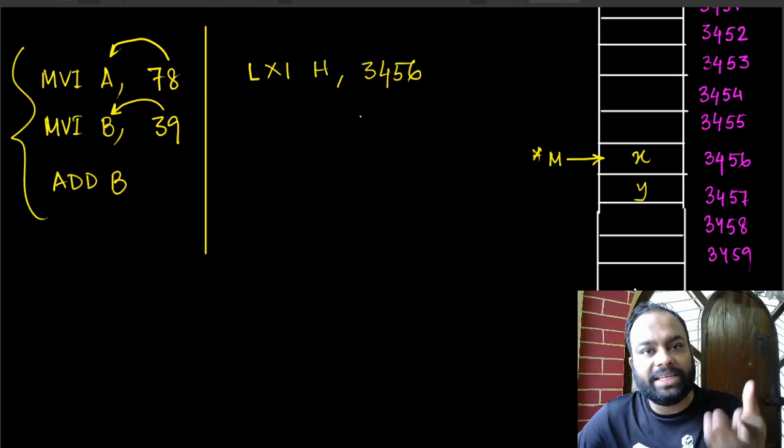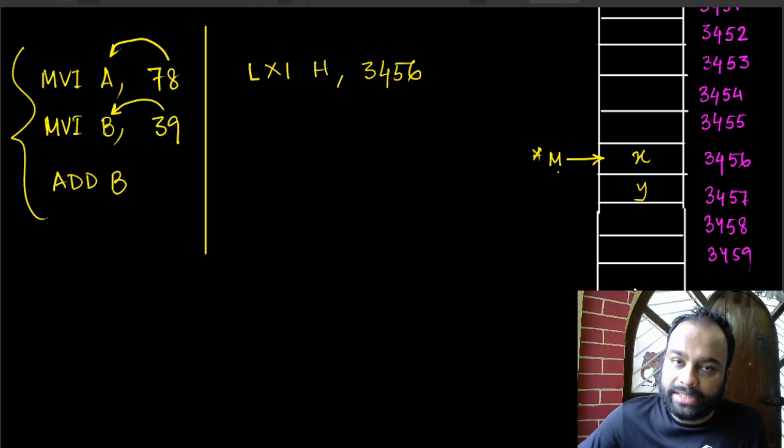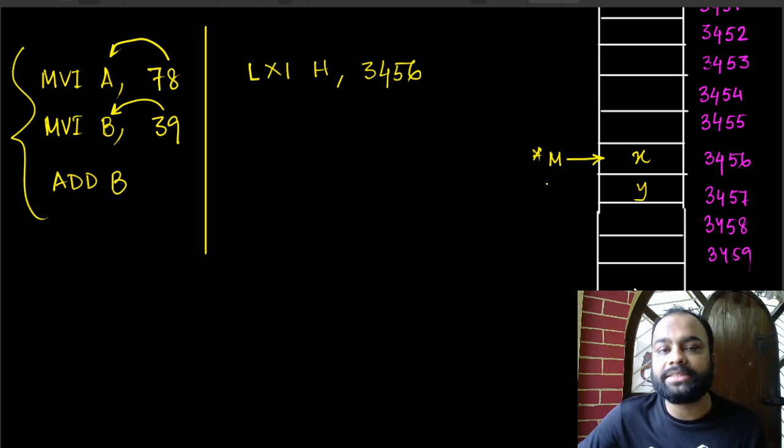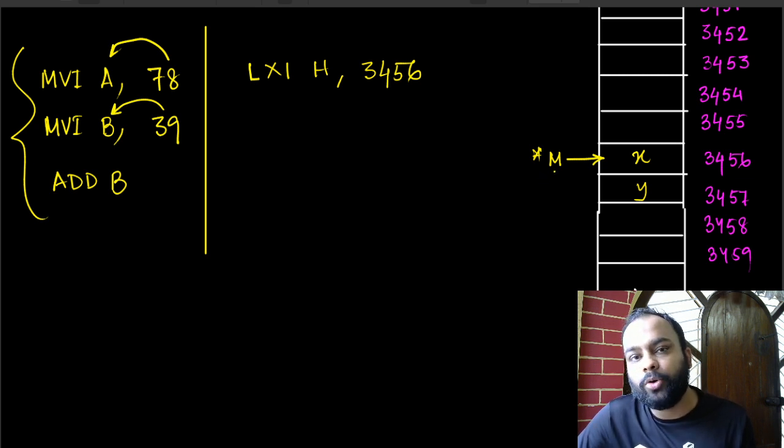Whatever the value of the HL register pair is, whatever data is stored in that particular memory address is referred to by this temporary register M. It is also called a pseudo register. In this pseudo register M, whatever is the content of that particular memory location actually appears.